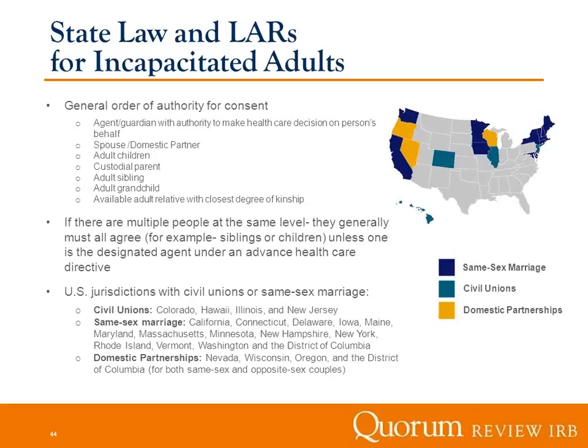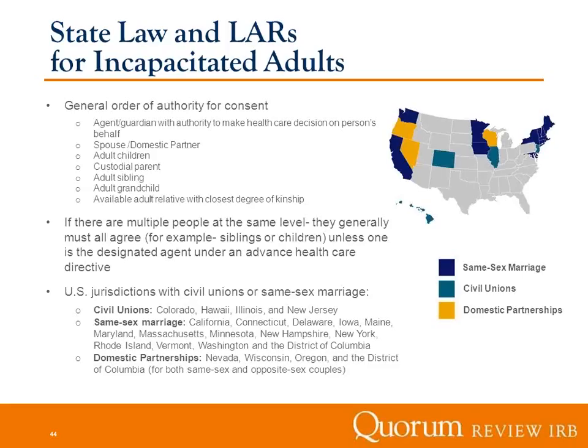So the first thing that trumps everything is an agent or a guardian that has the authority to make a healthcare decision. And if that's a healthcare power of attorney, advanced healthcare directive, that person, if it's not the spouse or domestic partner, trumps even that relationship. In the absence of that, you're really beholden to the order that's dictated under state law.